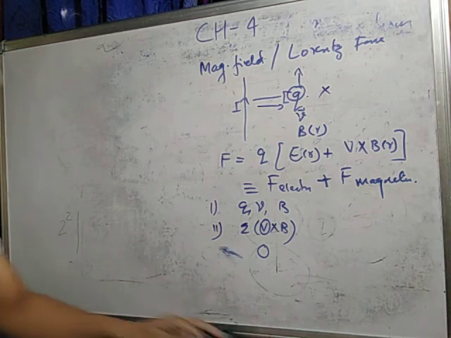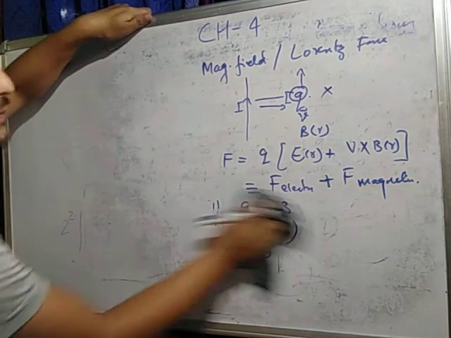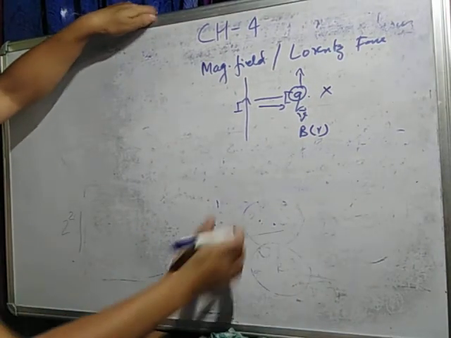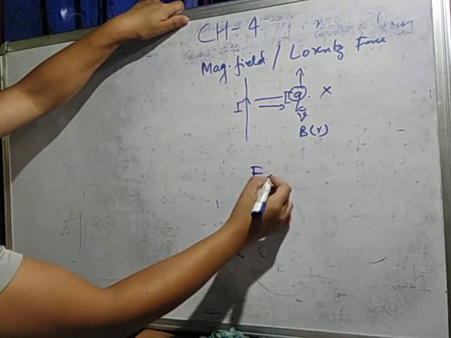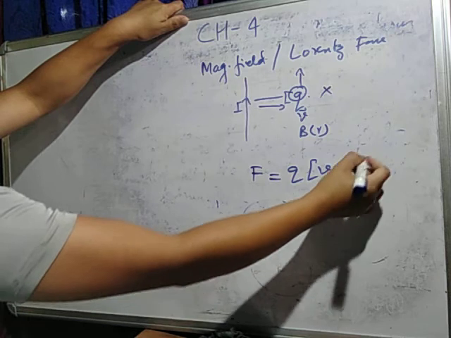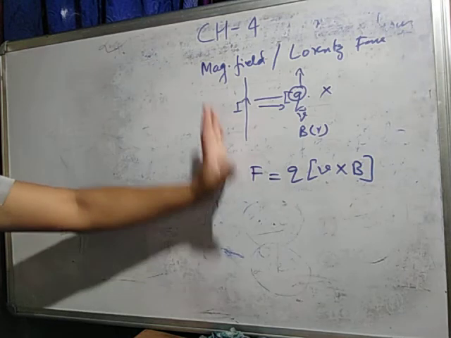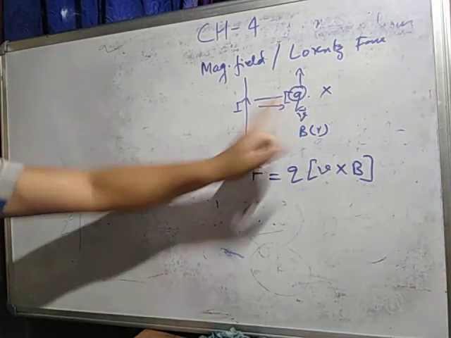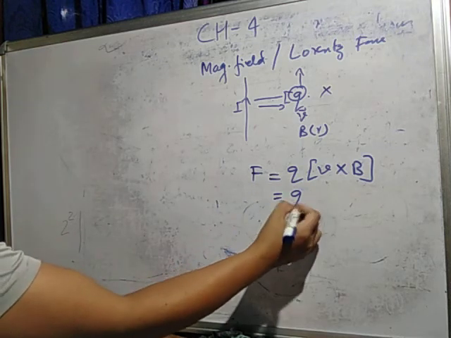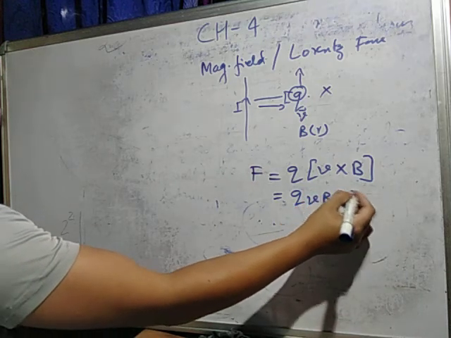So this is your significance. From here you will get, now very important, F equals Q V cross B. Those are omitted, R and E is omitted. Why? Because E is there already. So this equals how much? Q V B into sine theta.